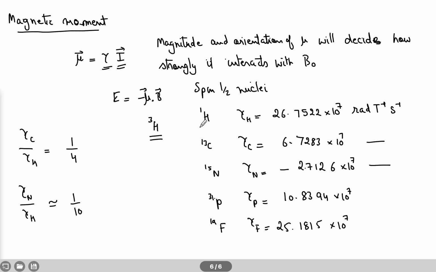So next best is proton, where proton has the second highest gyromagnetic ratio. So we can work with this molecule easily, right? So higher the gyromagnetic ratio, higher will be the magnetic moment, and higher will be the interaction energy. So why do we care about the interaction energy? Let us see that in a minute.